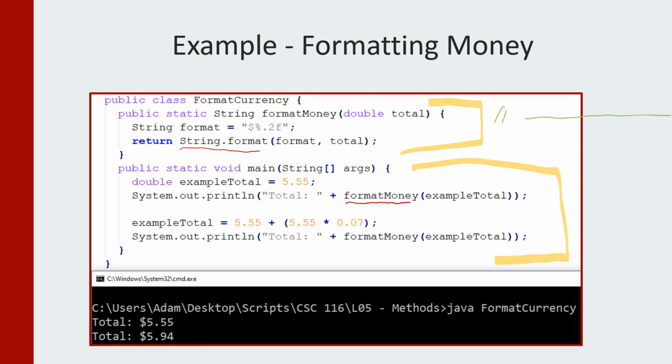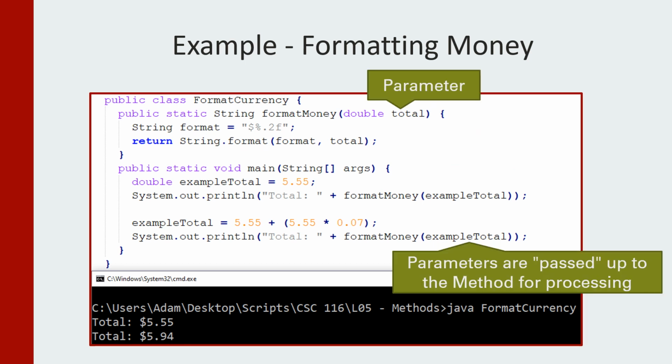And then the other part that it's going to print out, let's do another example. Total 5.55 plus, I'm going to multiply my amount by 0.07. So you could imagine this being like a 7% sales tax. And I can format the money again. And this time I'm going to get 5.94. So you can actually see this down here. That's going to print out the correct amount based on what I want that return value for formatMoney to be.